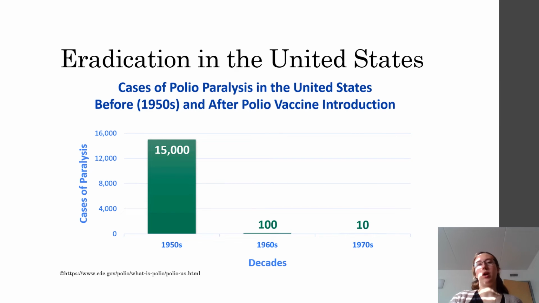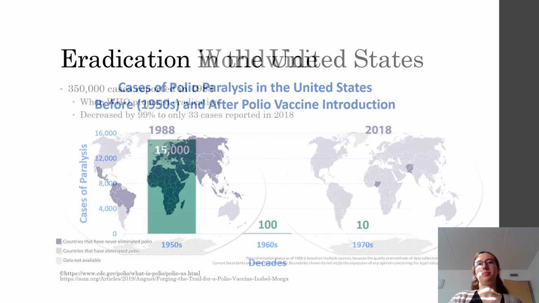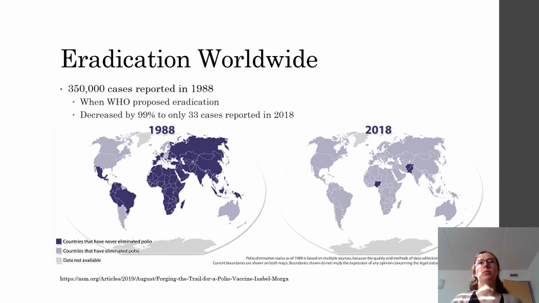But let's talk a little bit more about how this looks the world over. So eradication worldwide. In 1988, there were 350,000 cases of polio reported. And this is the year when the World Health Organization proposed the eradication of polio. In 1988, polio was endemic in most countries. However, this number decreased by 99% to only 33 cases reported in 2018, and it was only endemic in 3 countries.